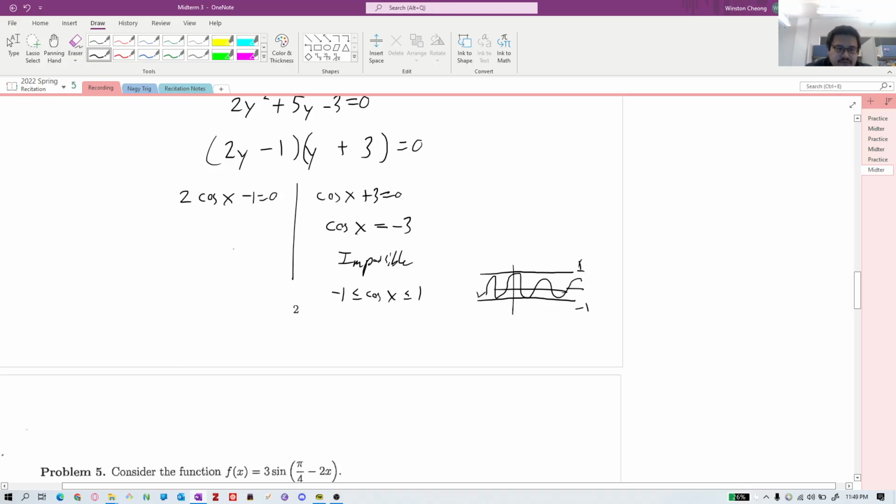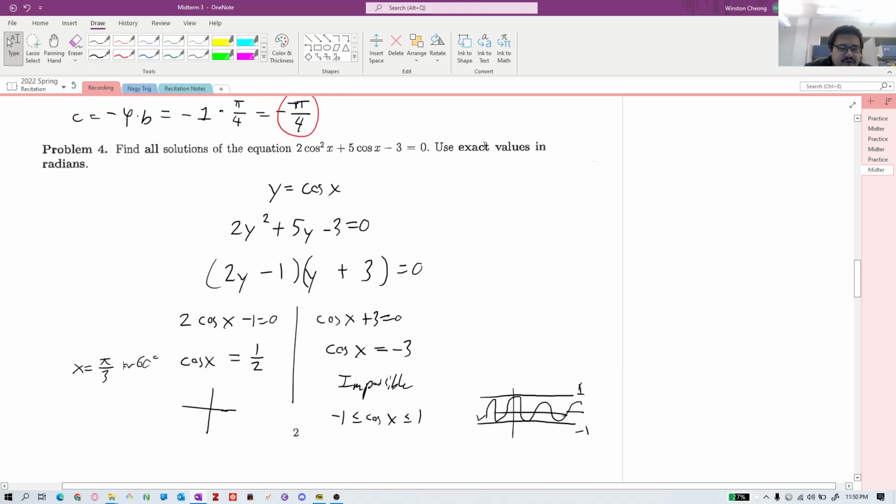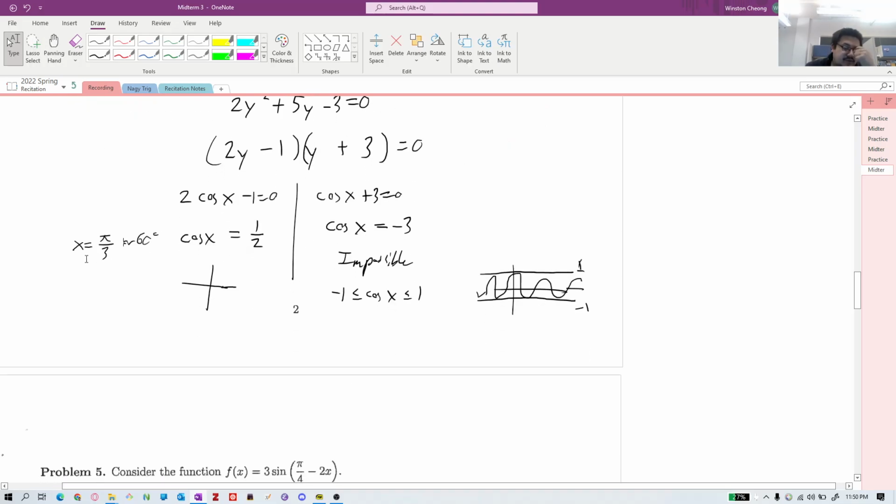Now we try the other side. We solve for cosine x, so we add 1, divide by 2, and then we get cosine x equals a half. Now this requires us to have our unit circle knowledge. When is it possible for cosine of x to equal a half? Well, the first angle that should come to mind is the 60-degree angle, pi over 3. Does the problem specify in radians? It does say to do it in radians. So you should use pi over 3, but you can think about it as 60 degrees in your head if you prefer.